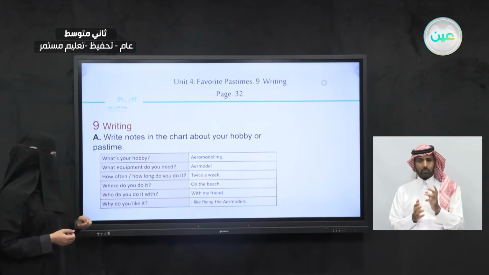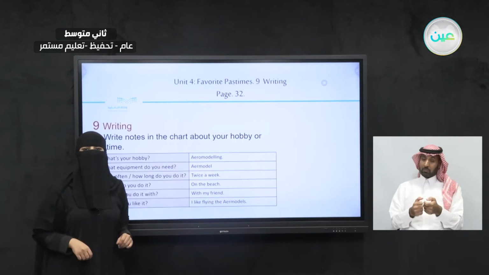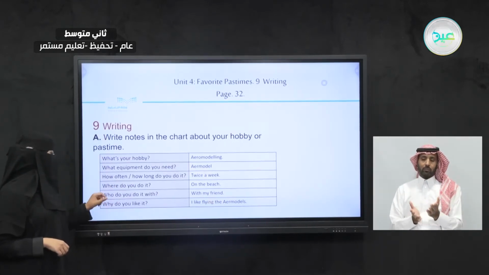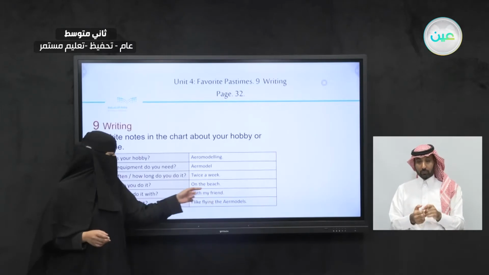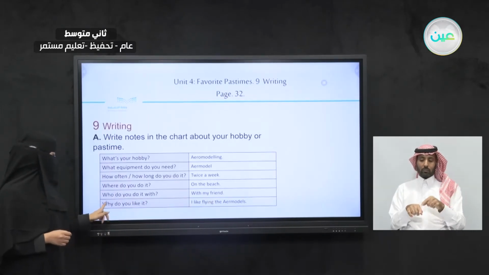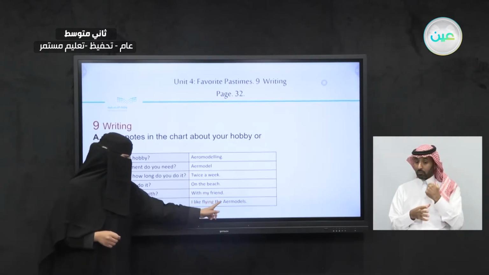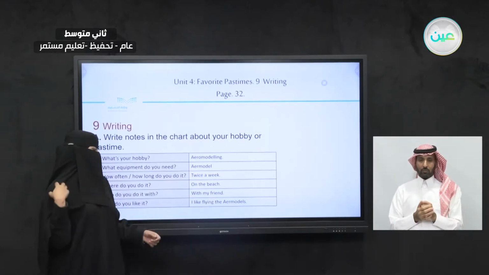Now, how about the next question? Where do you do it? So this is a place, on the beach. He can fly his air model on the beach. Now, how about the next question? Who do you do it with? He said, with my friend. So he can practice his hobby with his friend. Now, let's take a look. The last one here. Why do you like it? I like flying air models because he likes to do it. He likes flying the air models.